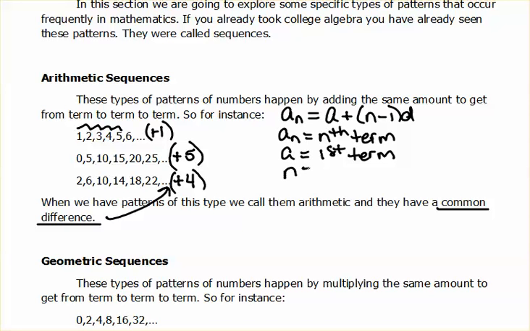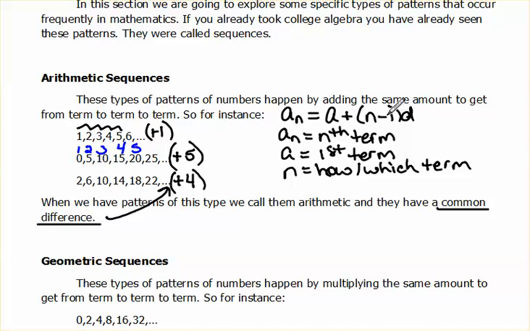n represents how many terms you have, or which term, maybe I should say. So let me explain that a little bit better. In this case, and I'm going to do this in blue here, 0 is our first term, so n would be 1. 5 is our second term, so n would be 2. 10 is our third term, so n would be 3. 15 is our fourth term, so n would be 4. 20 is our fifth term, so n would be 5, and so on and so forth.